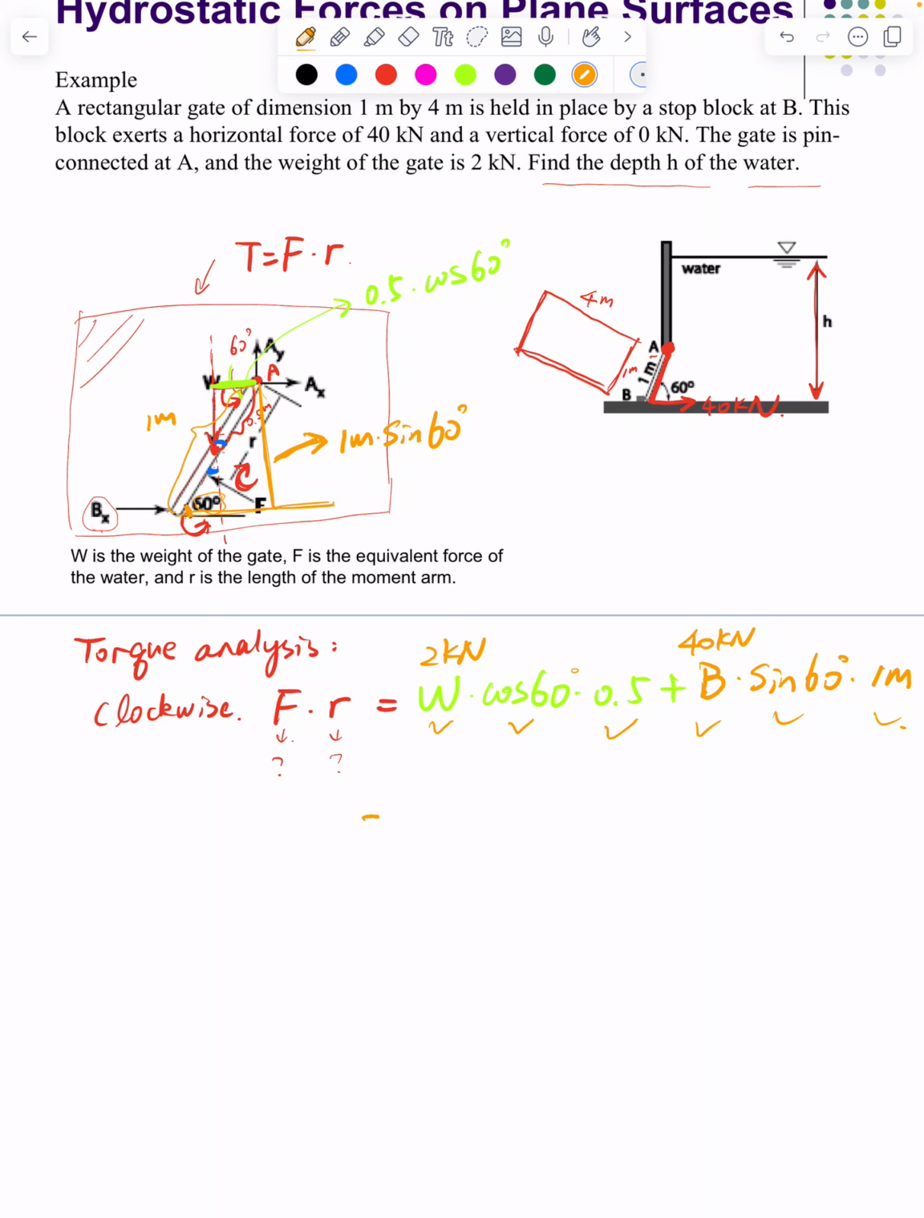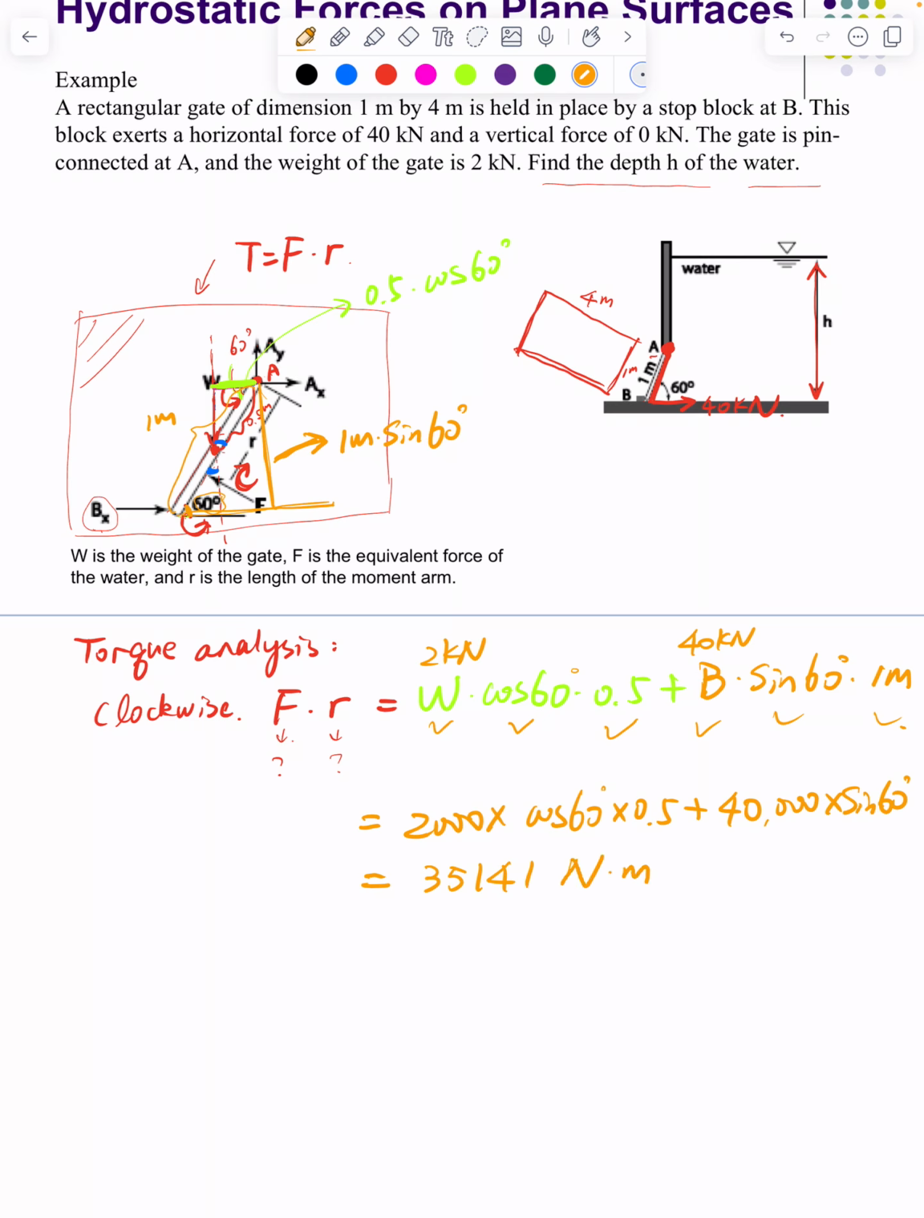So it equals 2000 multiplied by cosine 60 degrees multiplied by 0.5, plus 40,000 multiplied by sine 60 degrees multiplied by 1. I just ignore that. So the final answer you have should be around 35141 Newton multiplied by meter.